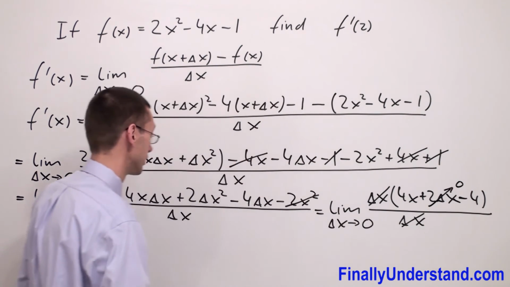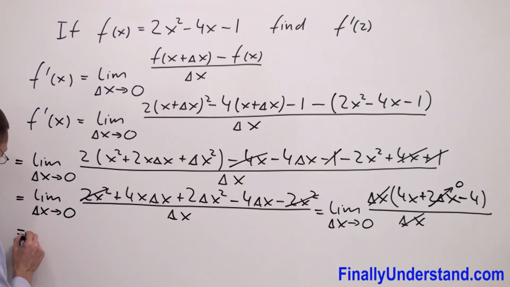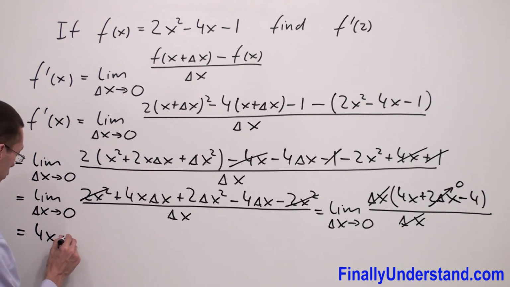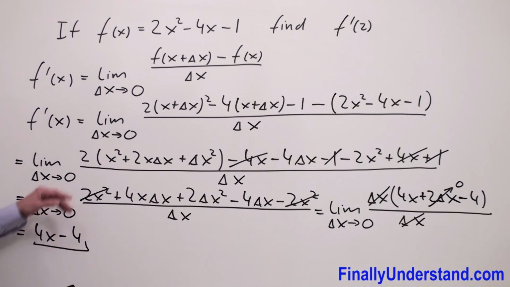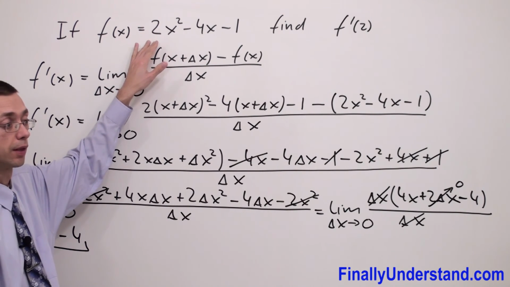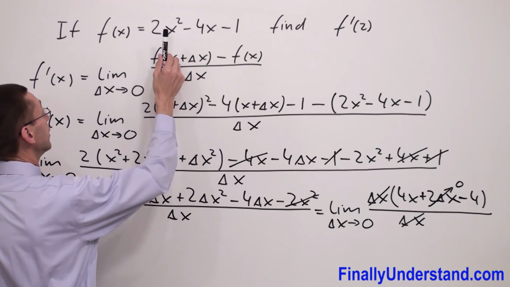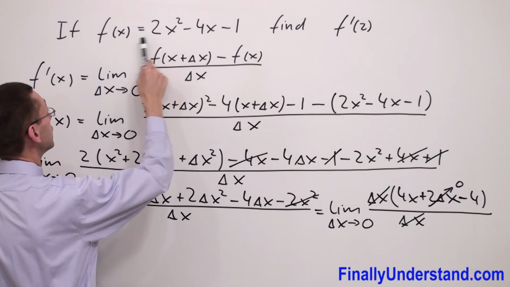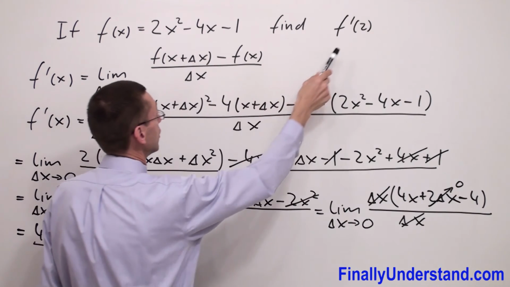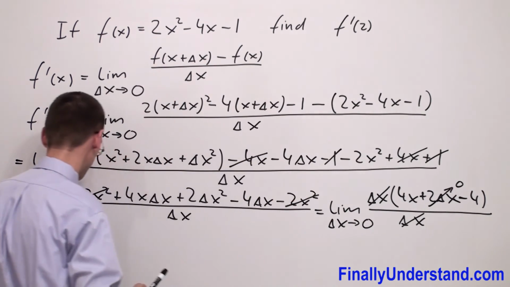So basically we can write the answer for the derivative. We have 4x minus 4. Okay, so this is my derivative of this function.